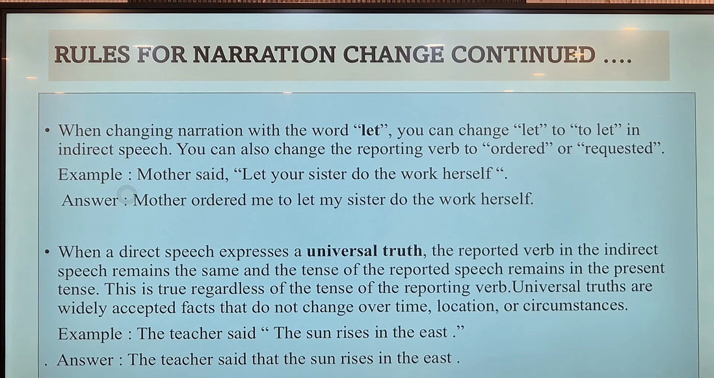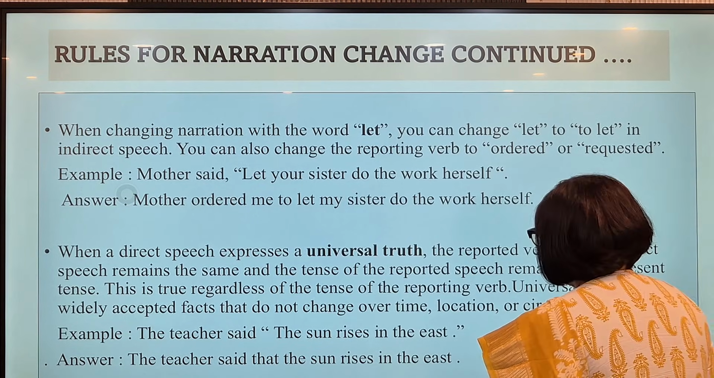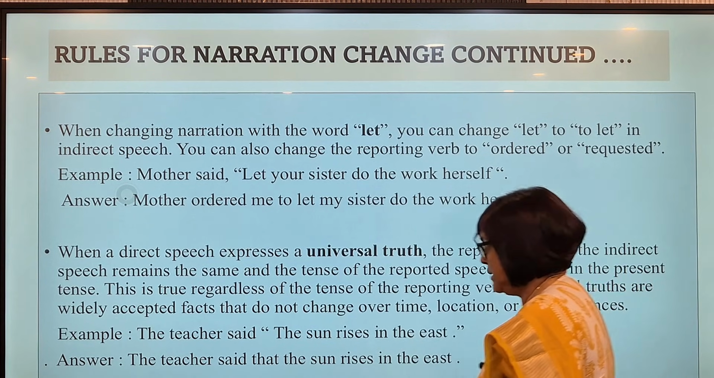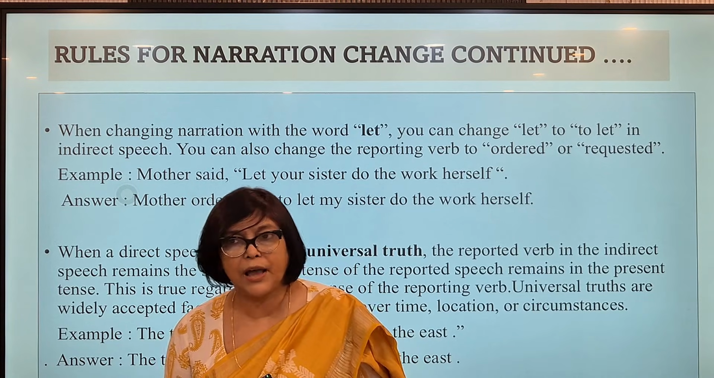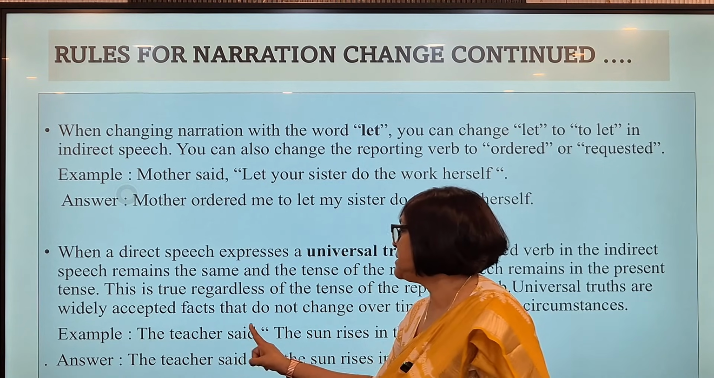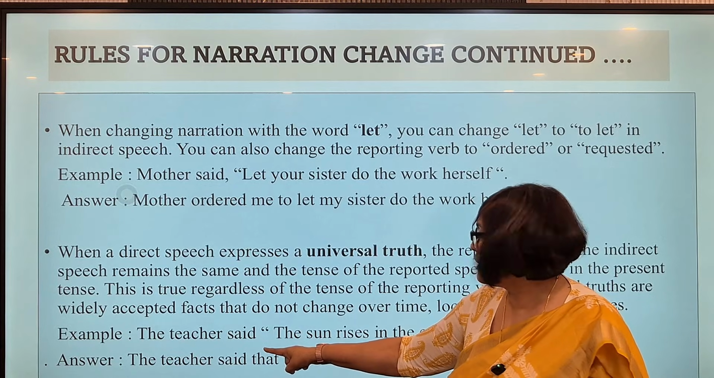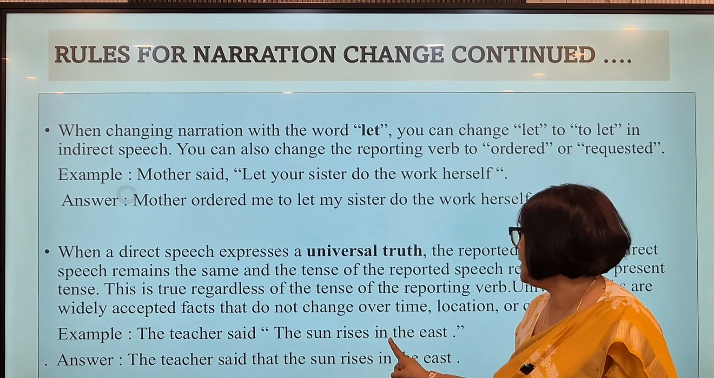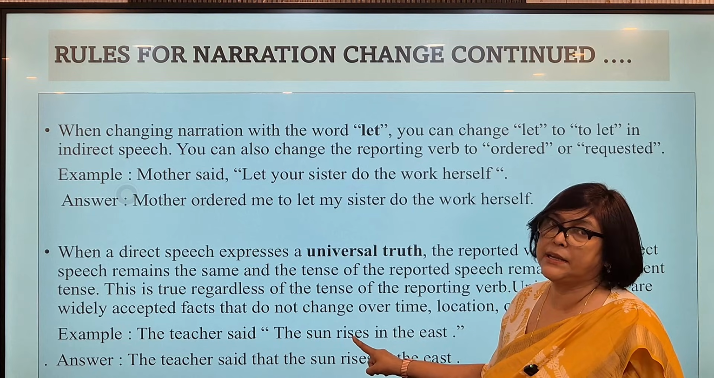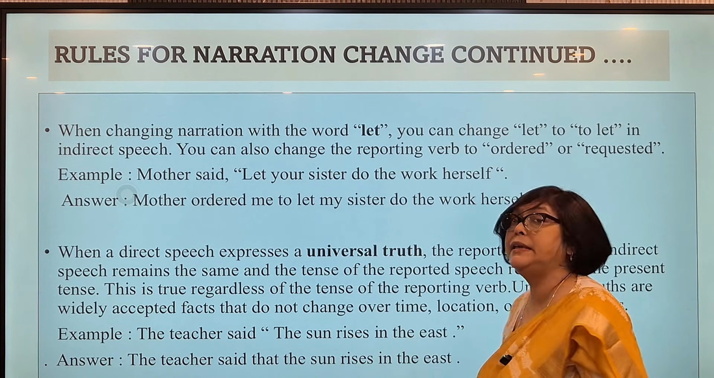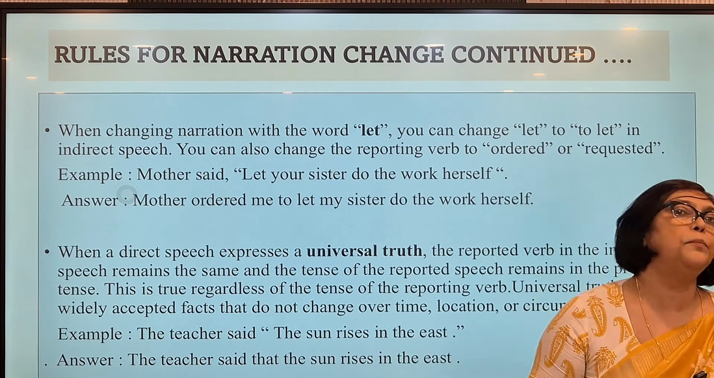And one exception is there. You have to change the reporting verb to past tense, but when there is a universal truth, like the sun rises in the east, the teacher said that the sun rises in the east. So according to the rules, what should we be doing? The teacher said, the reporting verb is in the past tense, so we should be changing this to the past tense. But the sun rises in the east. This is a universal truth. It has no past tense.